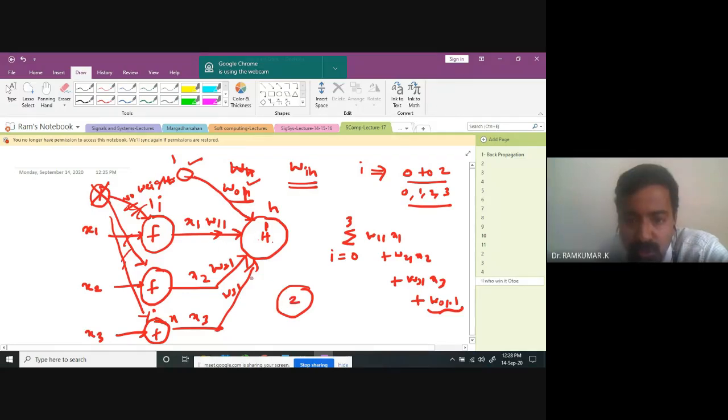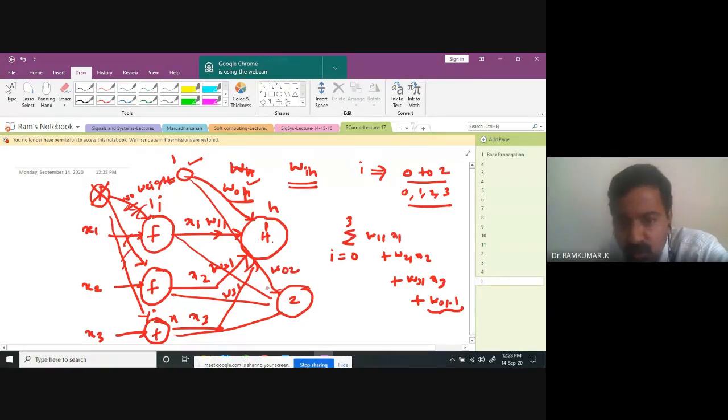The second neuron is now going to receive input from all the 3, 1, 2, 3, along with the bias. That's going to be W02. Okay, W02. Then this is going to be W12, W22, W32. So that's the next.